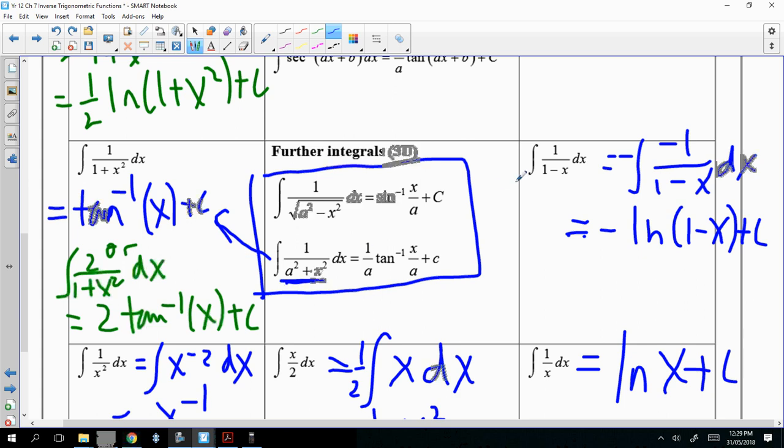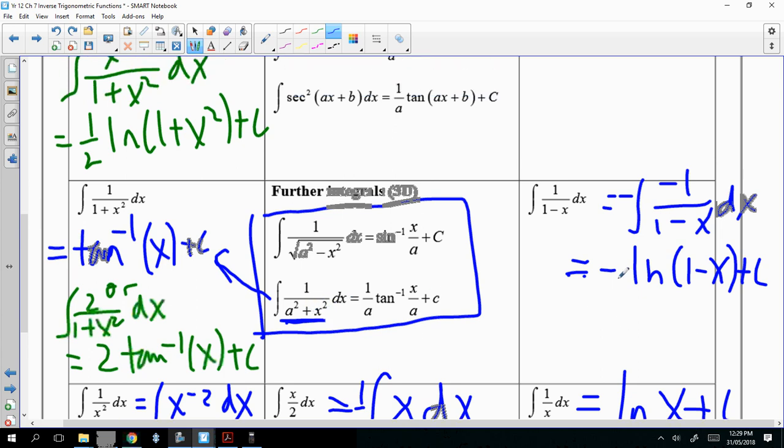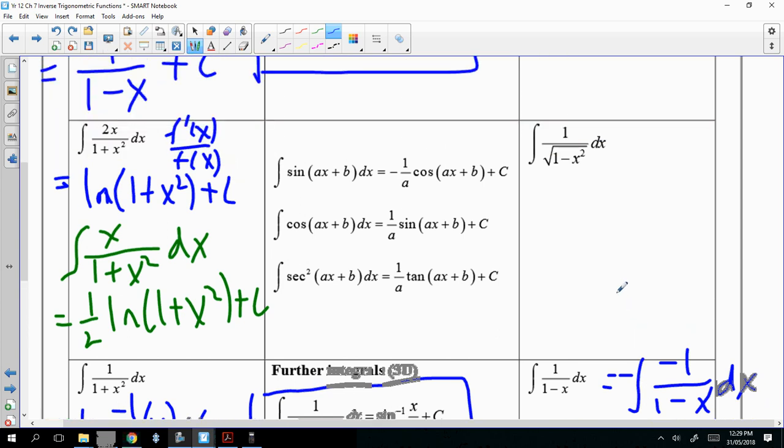How about this one? What's that equal to? Do this. 1 minus x squared power negative half. It doesn't work, right? So you have to use sine inverse. So let's get rid of this. Sine inverse. Sine inverse of x plus c.